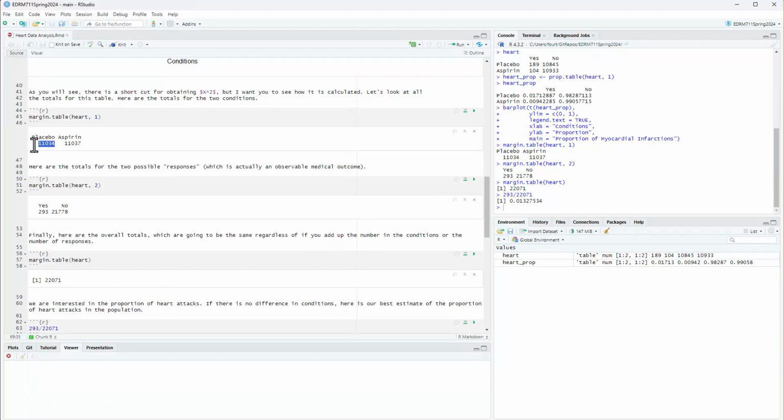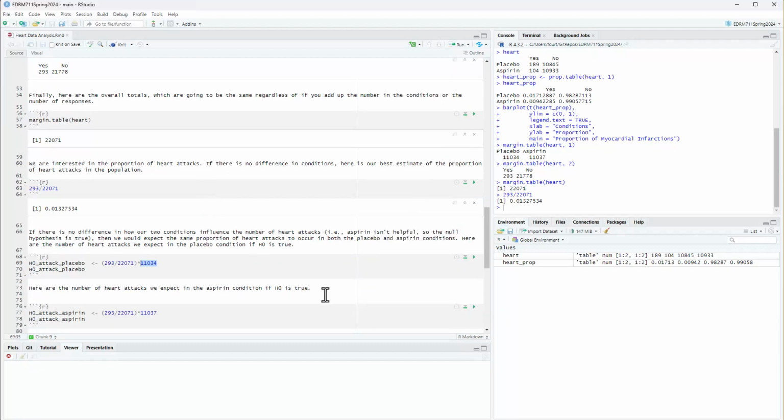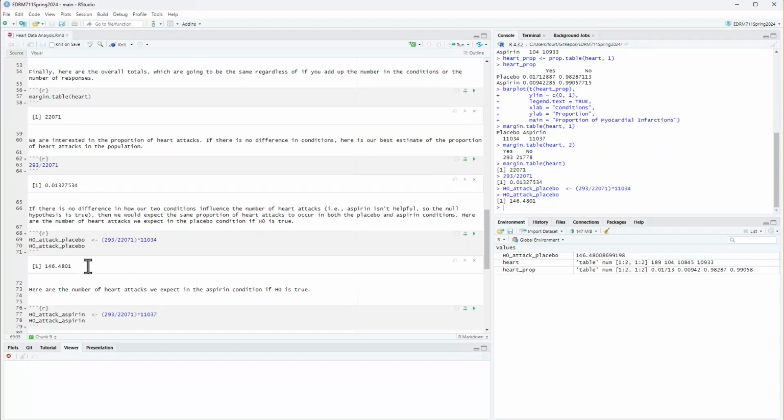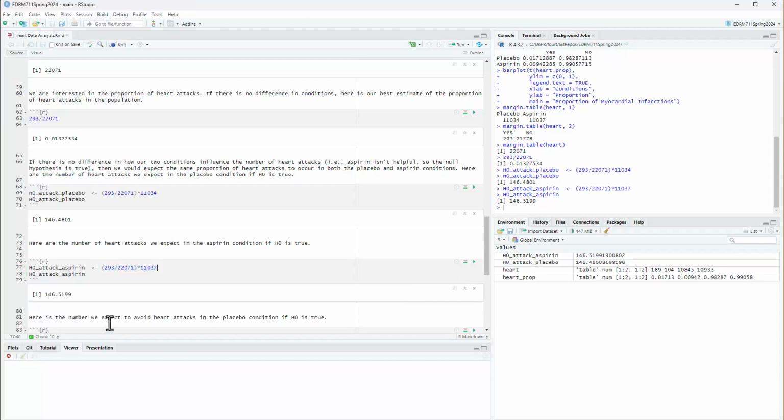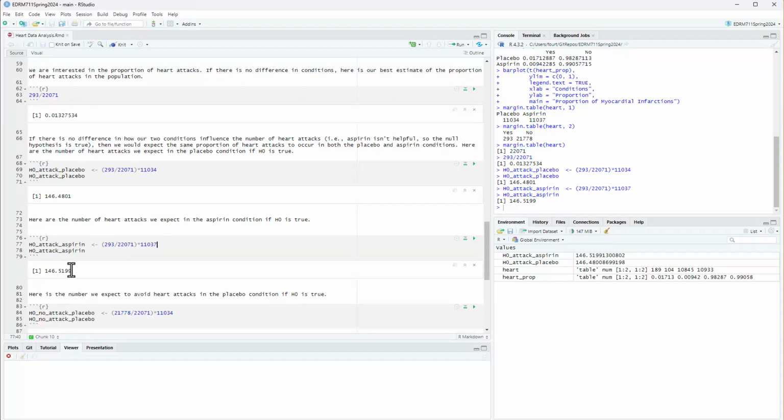Way back up here, we calculated it. That's how many in the placebo. And that will give me how many heart attacks I expect if aspirin does not have an effect. Similarly, doing the same thing for the aspirin condition, multiplying it by the number that are in the aspirin condition, that's how many I expect to have a heart attack in the aspirin condition.